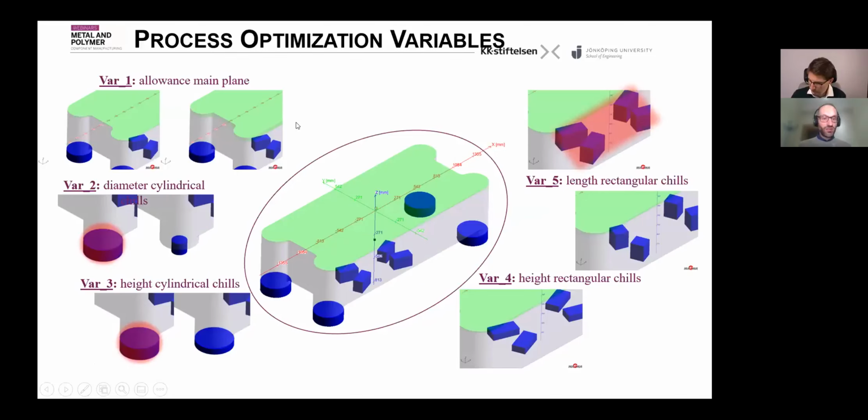Here, just for information, the casting process optimization variables are represented. So we could change the allowances of the bottom area. We could change the diameter of the cylindrical chillers and also their height. And we can change the dimensions of the rectangular chillers.